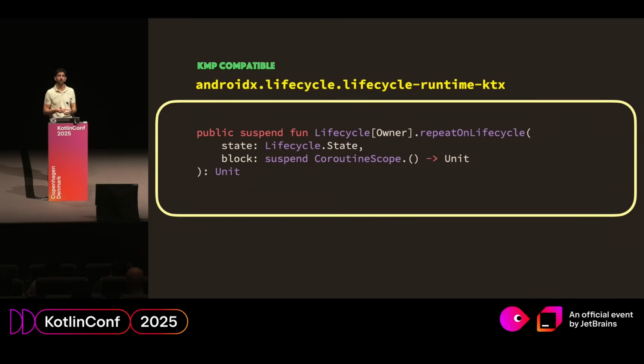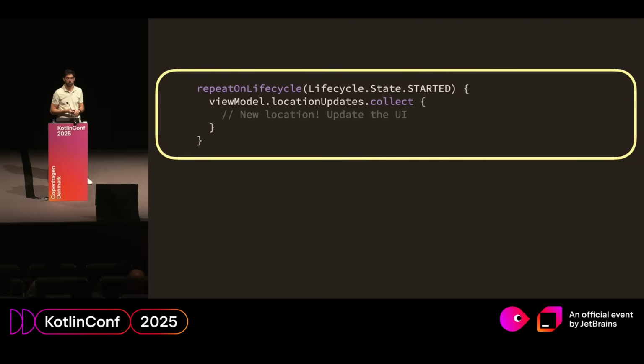Because it's a suspend function, at some point it needs to resume the execution of the calling coroutine, and that's going to happen when the lifecycle is destroyed. We'll see that in a second. So how can we use this API? We can, for example, grab the collect call that we had earlier into repeatOnLifecycle, and pass in the STARTED state.